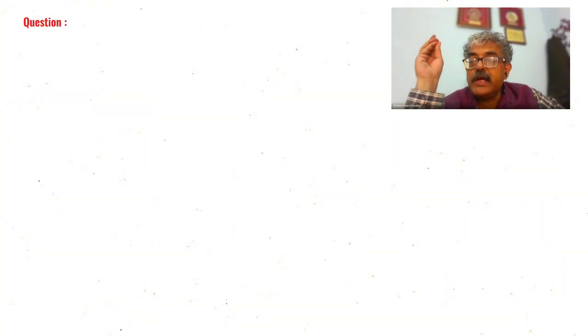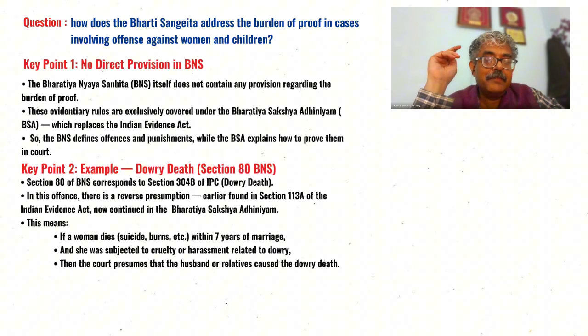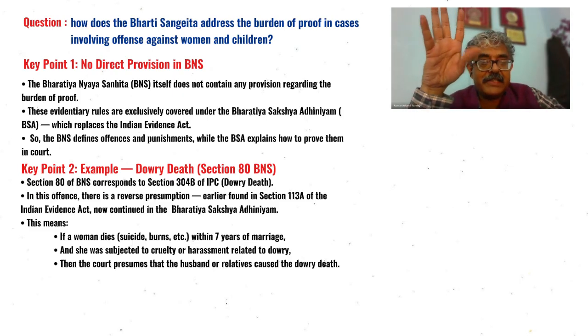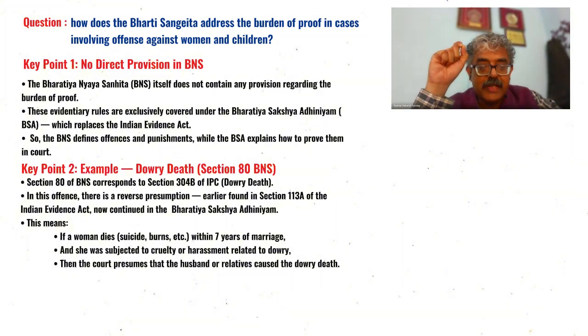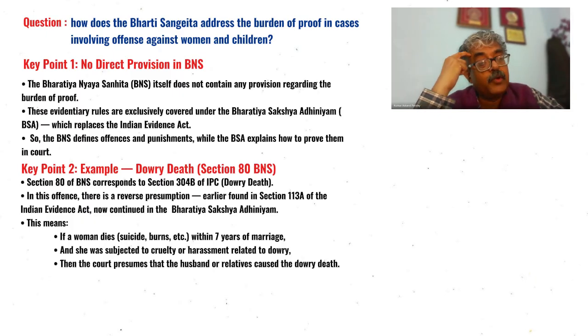Now, the question is how does the Bharatiya Nyaya Sanhita address the burden of proof in cases involving offenses against women and children? The Bharatiya Nyaya Sanhita doesn't provide for any provision as far as burden of proof is concerned. That is dealt with exclusively under the Bharatiya Sakshya Adhiniyam. I'll give you two examples. For example, for the offense of dowry death, that is section 80 of the Bharatiya Nyaya Sanhita, which corresponds with section 304B of the Indian Penal Code.